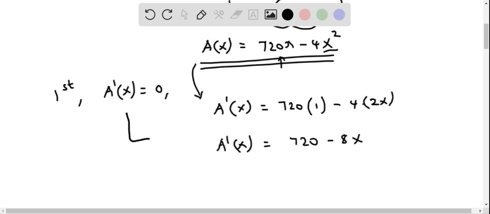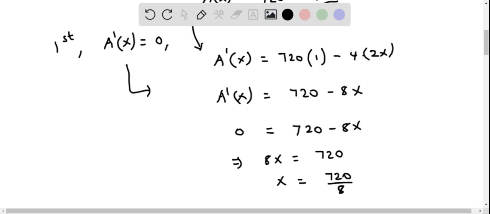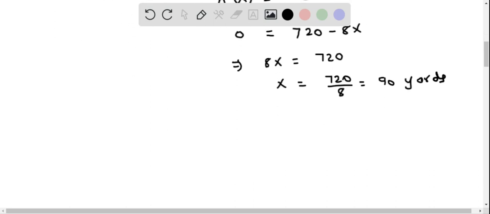And now we have to let A prime of x equal 0 and solve for x. So 0 equals 720 minus 8x. Therefore 8x equals 720, and this implies x equals 720 divided by 8, which equals 90. And this x is in yards, so it is 90 yards. Basically, this is the critical point of the area function, and we have to double check if at this critical point the area is maximum.